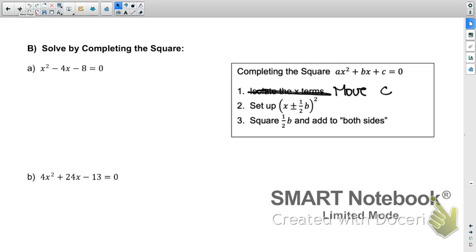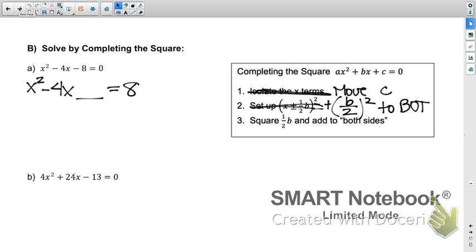So step number 1 here on A is to move my C term. How do I move the 8 to the other side? I add it. Now I leave myself a nice little blank right here because I am going to force this to factor by adding in a particular C value in place of that 8. So what we're going to do every time is we are going to add b over 2 squared to both sides. We always have to add to both sides because we are algebra students and we do the same thing to both sides every time, right?